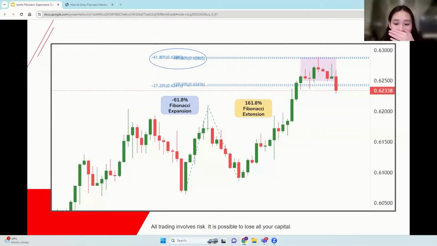So in this example, price broke through the 127.2% level. Hence, we expect price to reverse off of the 161.8% Fibonacci extension and also the minus 61.8% Fibonacci expansion levels. Okay, so these line up and give us a very strong level.